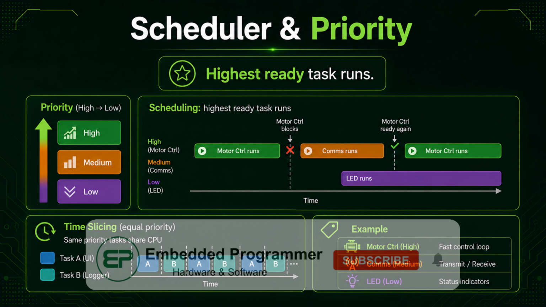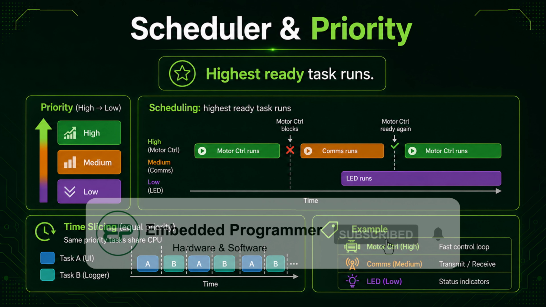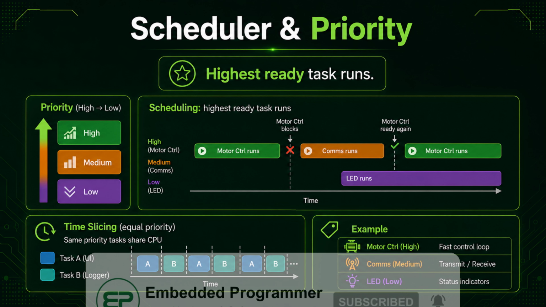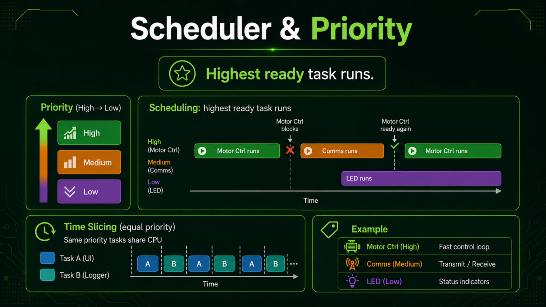The FreeRTOS scheduler always selects the highest priority task that is currently in the ready state. Priority 0 is normally reserved for the idle task, while application tasks are assigned higher values depending on their timing requirements. For example, a motor control task may use a high priority because it requires fast and deterministic execution. A communication task may use medium priority, while an LED status task can use low priority.